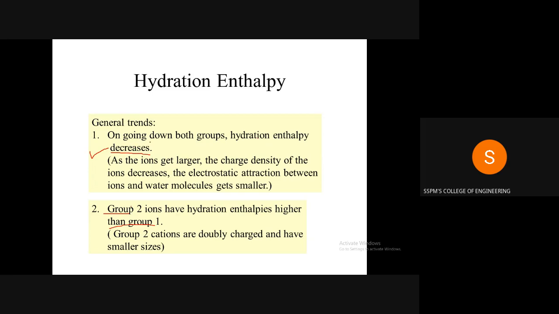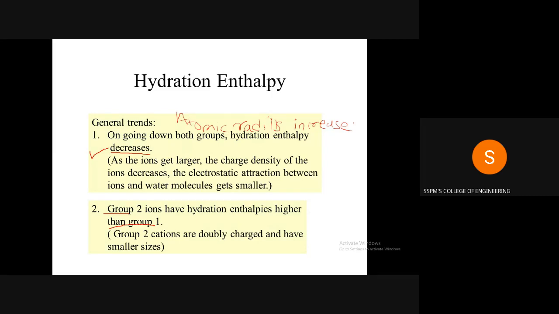So, what is the reason behind this decreasing hydration enthalpy down the group? The reason is the size of the atom will increase, or atomic radii will increase. From down the group, atomic radii will increase. Radii will increase, means size increases down the group.